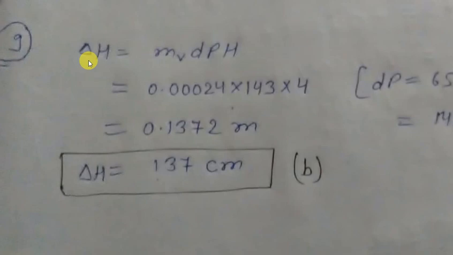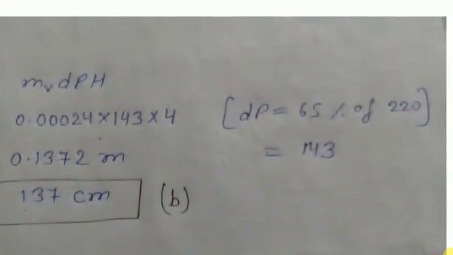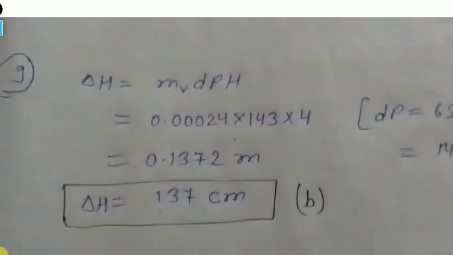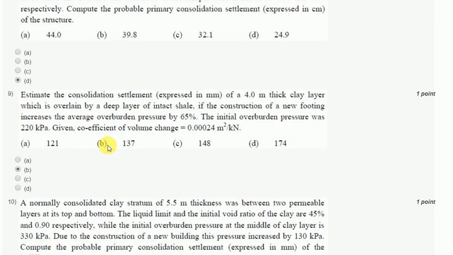This is the overall solution. Consider delta H is equal to mv into delta p into H. mv is given in the question, and H is given, and delta p is 65% of the overburden pressure, that means 65% of 220. Then we got delta p is equal to 143. Put the values in the equation and we get delta H, that means consolidation, equal to 137 centimeter. That means option B will be the correct option. You can go with option B, 137.